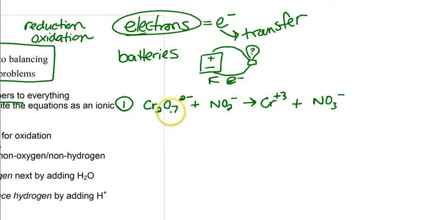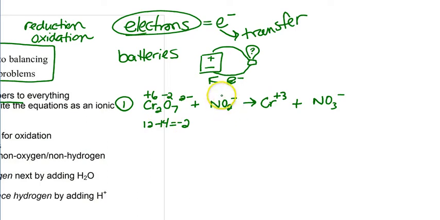So let's go through our rules. Looking at dichromate, I have an ion, so all of my oxidation numbers need to add up to -2. Oxygen will be -2, so we have 7 of them, so it'll be -14. And then chromium, I have 2 of them. What should this number be in order for me to end up with -2? It would be +6, because 12 minus 14 equals -2. So those are my oxidation numbers there.